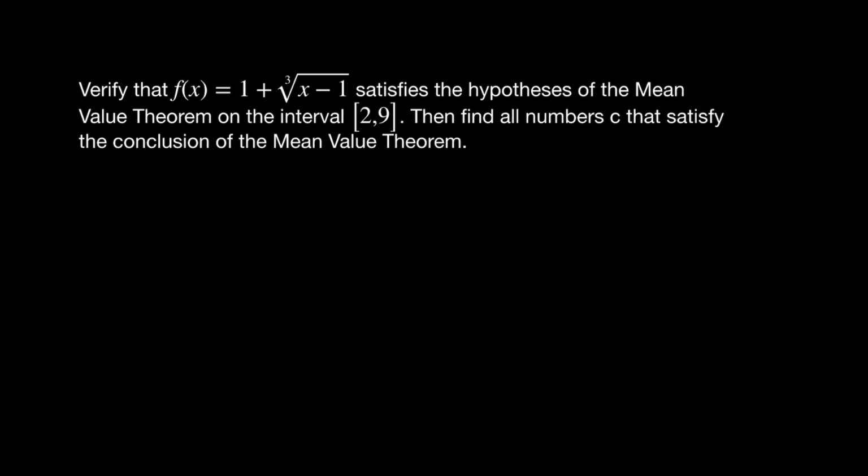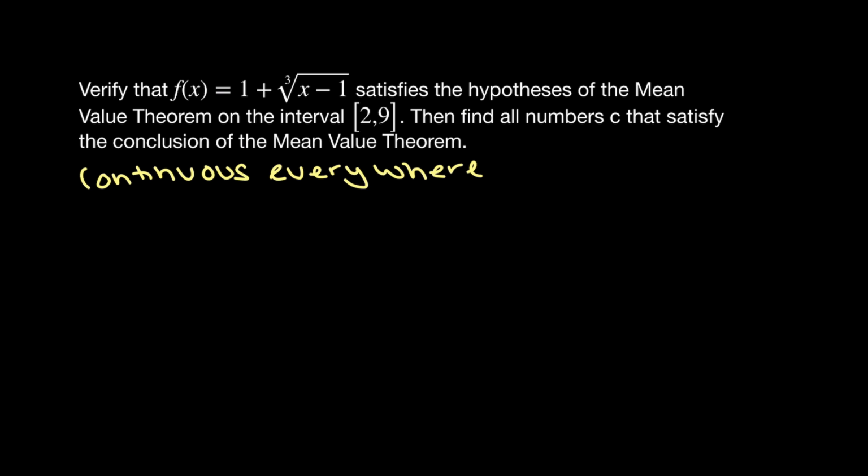Let's do something similar, but with the mean value theorem. Verify that the function 1 plus cube root of x minus 1 satisfies the hypothesis of the mean value theorem on the interval from 2 to 9. Then find all numbers that satisfy the conclusion of the mean value theorem.